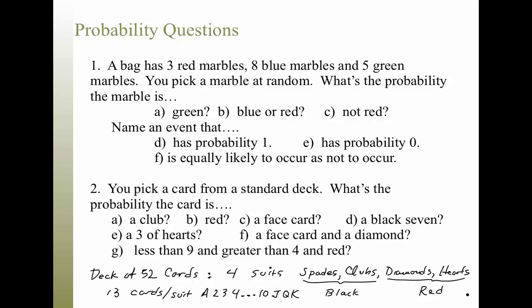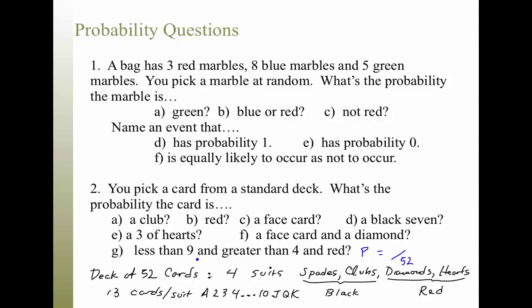G, less than 9 and greater than 4 in red. So we're going to do the probability of this. Let's do the denominator first. What's the denominator? 52. So out of a possible 52 cards. So what question are we asking? We're asking how many of those 52 cards fit this criteria or meet this condition.